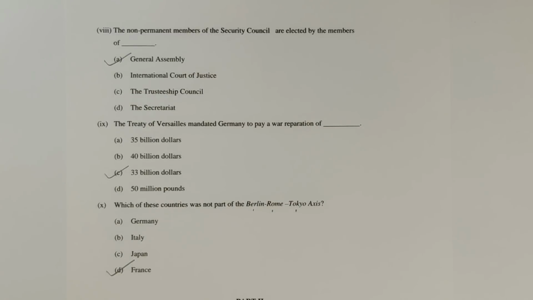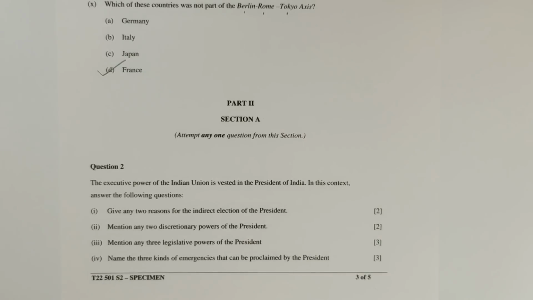Now we'll move on to part 2. Moving on to part 2, section A. Guys, in section A, you will have to attempt any one question from the 2 questions that you get. Question 2. The executive power of the Indian Union is vested in the President of India. In this context, answer the following questions.